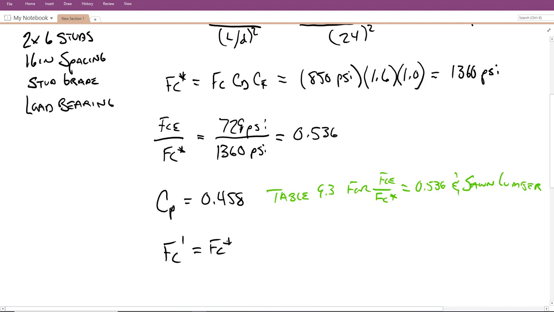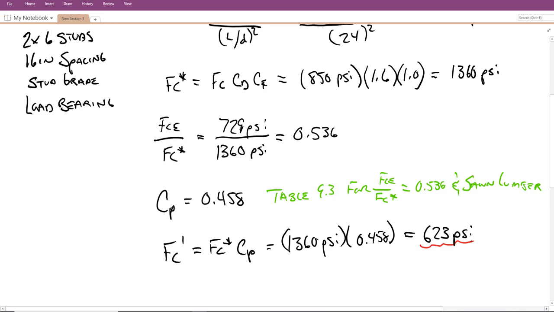Take our initial adjusted value, multiply by the column stability factor, and so we end up with 1,360 psi times 0.458, and we find that the allowable compressive stress, of course this is the adjusted allowable value, equals 623 psi. That's one of the values that we want to use in the interaction equation. So let's hang on to that value, jot it down. We'll come back and grab it here in a little bit and plug it in the interaction equation.